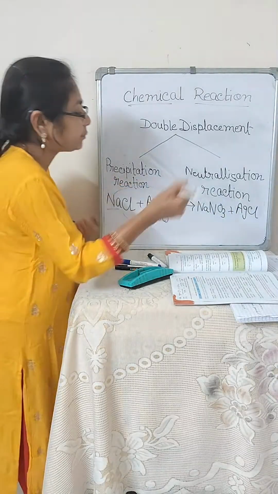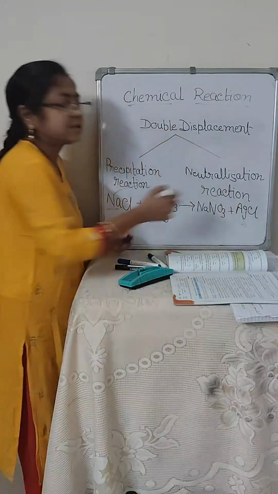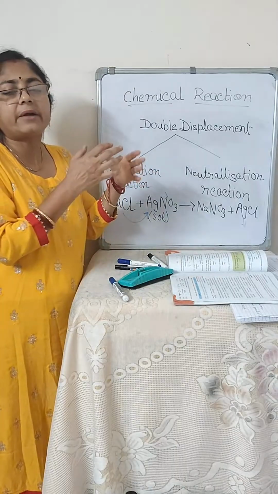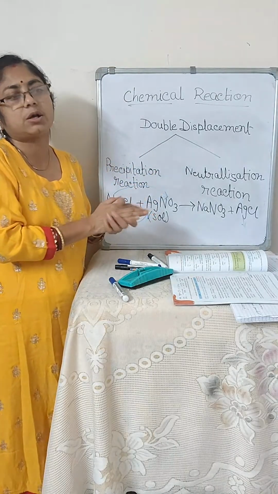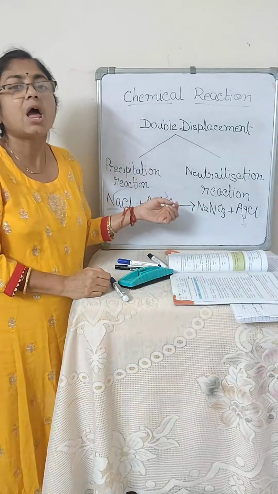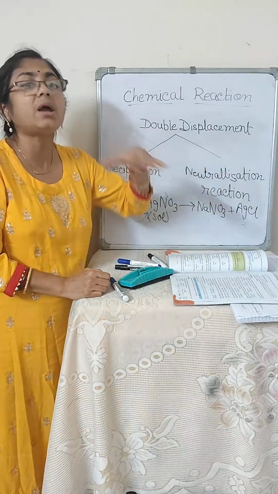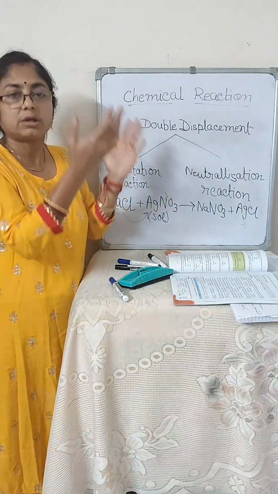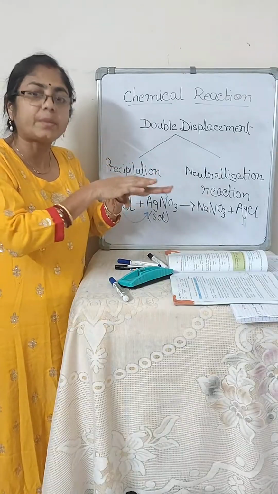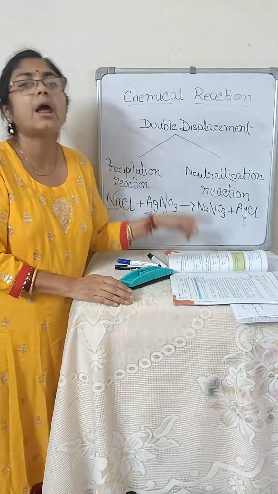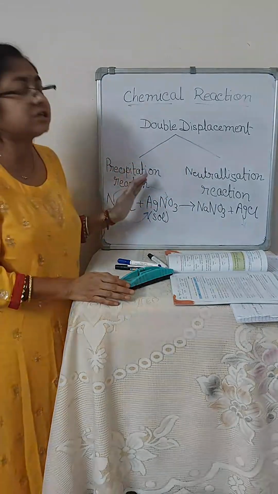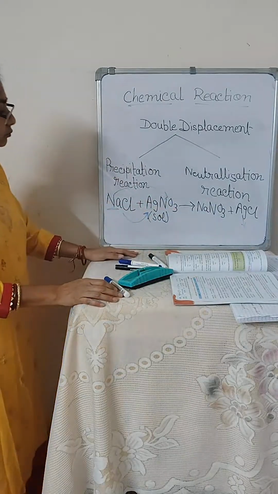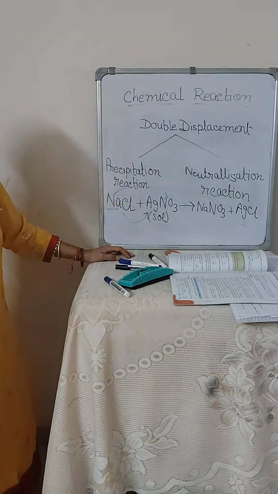This silver chloride is precipitated. What is a precipitate? When after the reaction something is precipitated in the solution, it is called a precipitation reaction. It means AgCl will not stay dissolved in the solution; after the reaction it settles down at the bottom. It is called precipitation, and due to the precipitation it is called a precipitation reaction. Clear? Please copy it from the board.